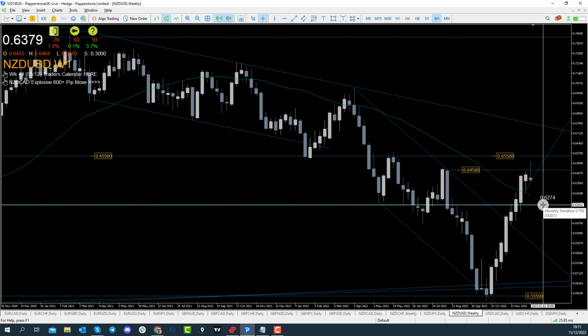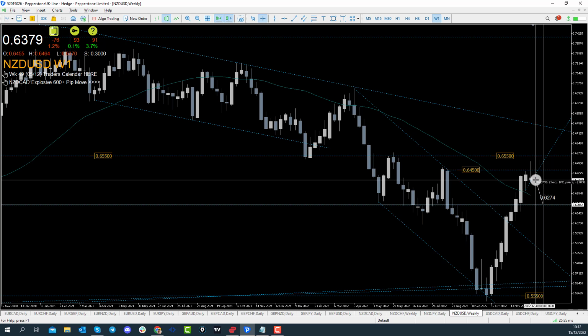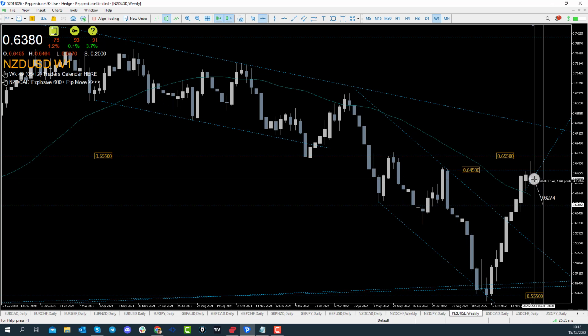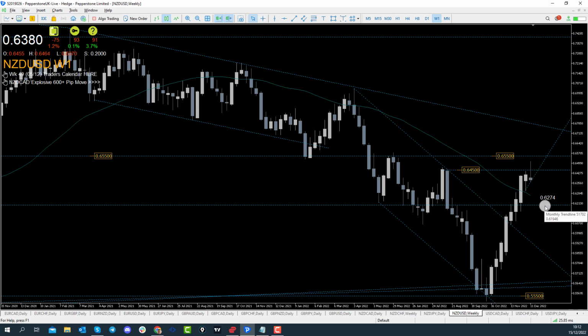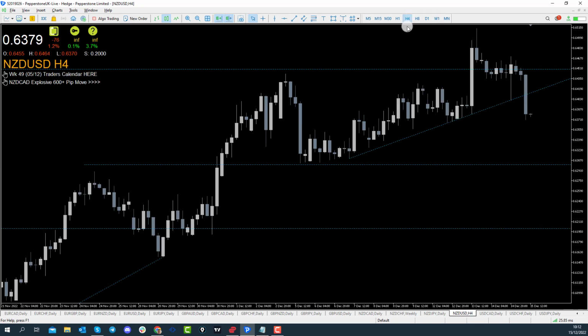key level, which is the 0.62 handle. Now, if that's the case, there's a good 180 pips to be had for us if we are going to see that move to the downside here. So definitely something to be aware of going through Kiwi pairs at the moment.